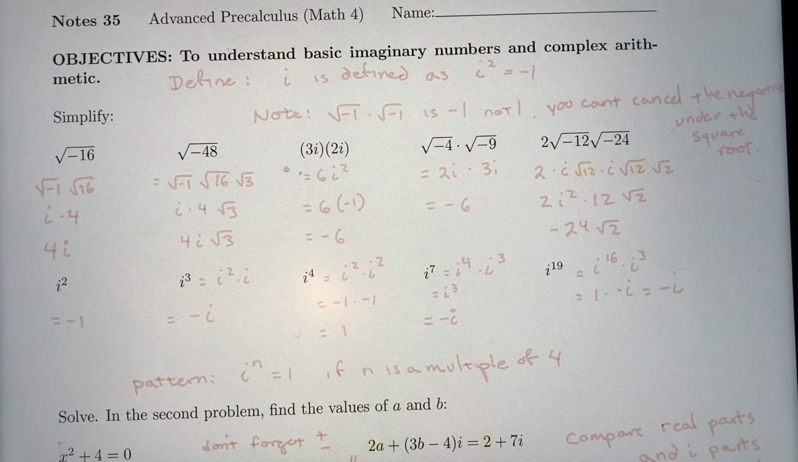Okay, what is the square root of negative 16? It's not 4, because 4 times 4 is positive, and it's not negative 4, because negative 4 times negative 4 is also positive. We have to invent new numbers in order to make this work.